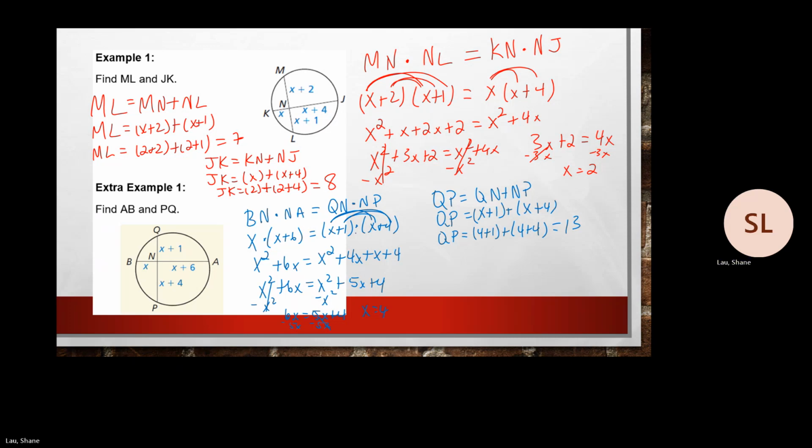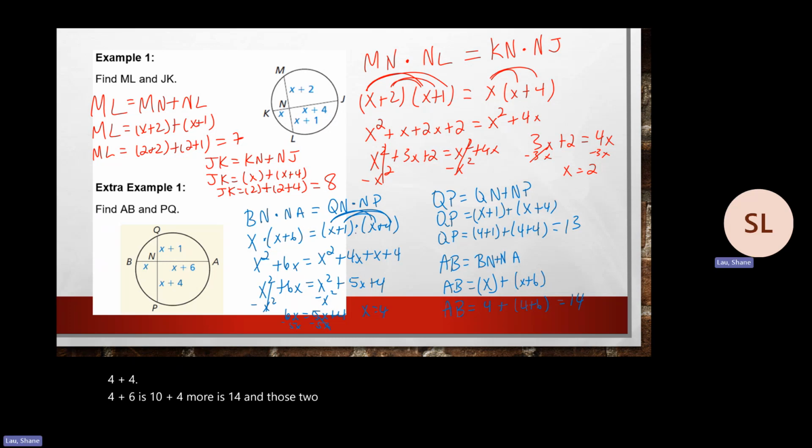We'll do AB. AB was BN plus NA. And we replace it. X plus 6. AB equals 4 plus 4 plus 6. 4 plus 6 is 10, plus 4 more is 14. And those two are my answers.